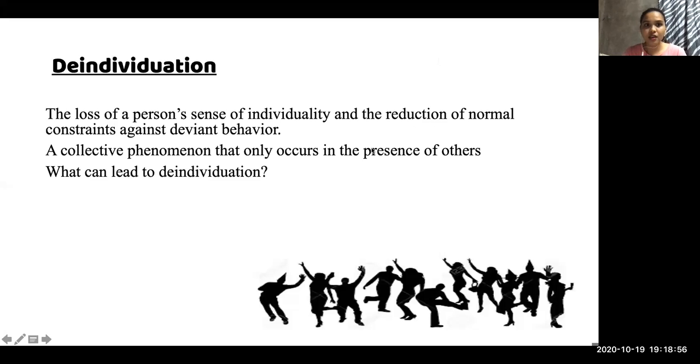So next is the deindividuation, the loss of a person's sense of individuality and the reduction of normal constraints against deviant behavior, a collective phenomenon that only occurs in the presence of others. What can lead to the deindividuation? So yung deindividuation, yung is loss of self-awareness.